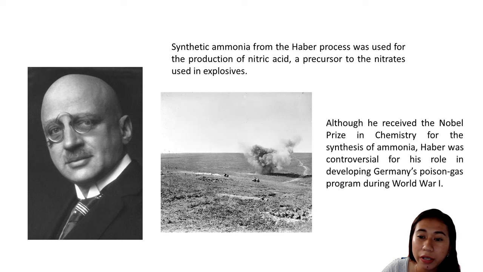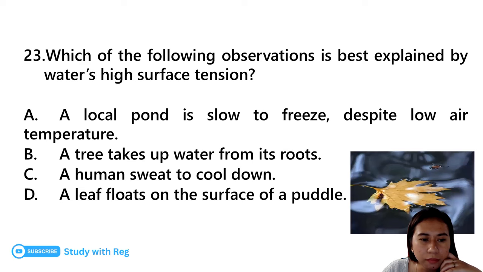Okay? So he won a Nobel Prize in Chemistry for this one, for the synthesis of ammonia, which later on, ginamit na weapon. Okay, sige. 23. Which of the following observations is best explained by water's high surface tension? High surface tension, wala nang iba, yung kapag parang float-float, a leaf floats on the surface of a puddle.